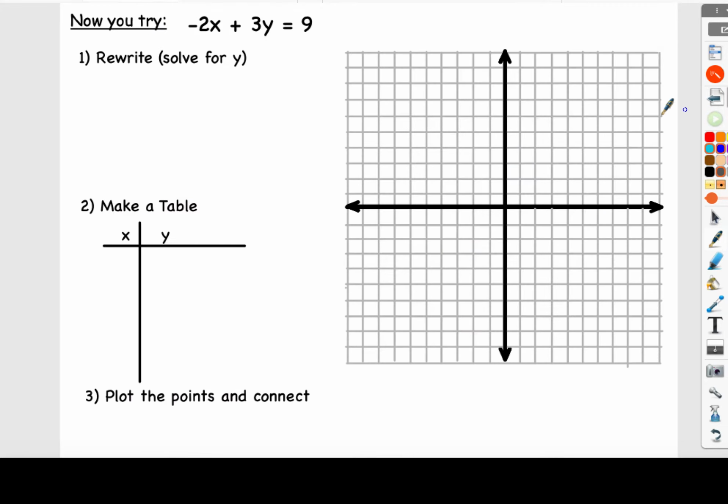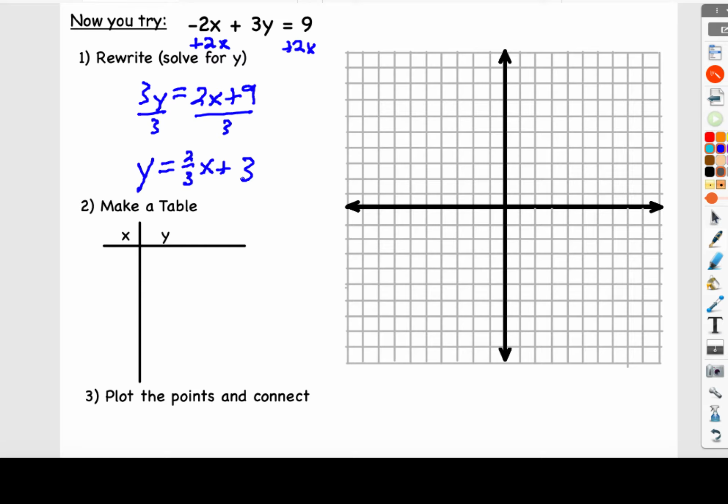Why don't we try that one more time? I'll go a little bit quicker this time. So notice we've got our equation up top. So step 1, solve for y. Feel free to pause the video if you'd like to and try this one out on your own. And then check your answer as we go. First thing I'm going to do is add 2x to both sides. Make sure we write that out. So we get a 3y equal to 2x plus 9. And then I'm going to divide everything by 3. Right? So that became y equals 2/3 x plus 9 divided by 3 would be 3. Make sure you divide both terms.